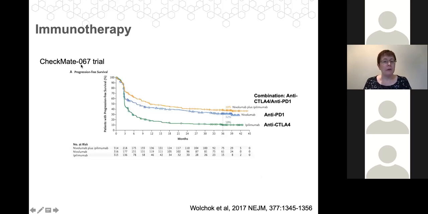So immunotherapy by immune checkpoint blockade has had a profound impact on the survival of cutaneous melanomas. And this is just showing results from a clinical trial a few years ago, where they had shown progression-free survival in the presence of anti-CTLA4 or anti-PD-1 antibodies, or with a combination, resulting in improved progression-free survival.